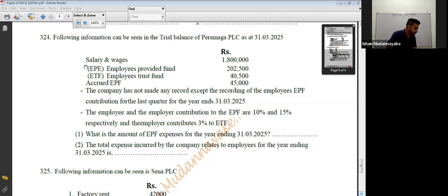Okay, and then here the employee and the employer contribution to the EPF are 10% and 15% respectively, and the employer contribution is 3% to ETF. What is the amount of EPF expense for the year ended 31st March 25?